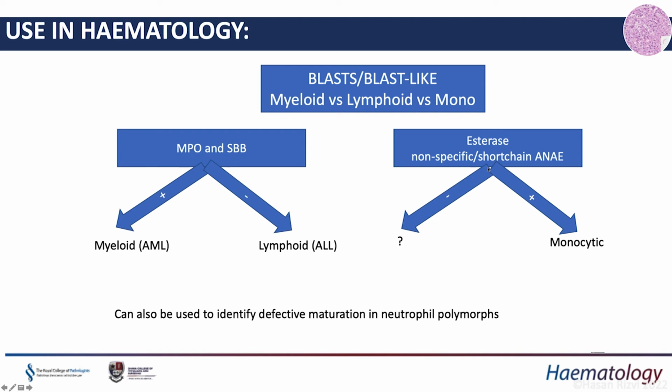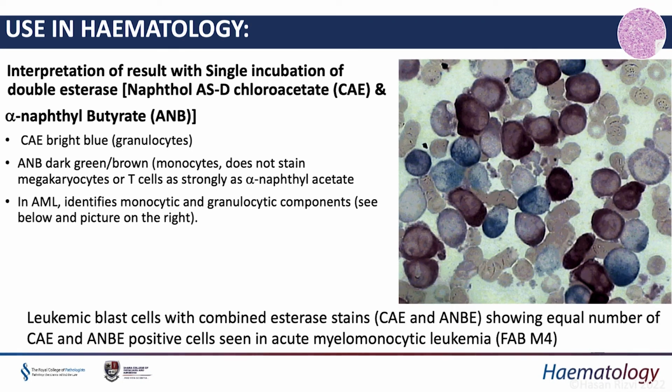But if you can do a non-specific esterase, then you start seeing the monocytic lineage being highlighted. And obviously for the lymphoid, the ALLs, remember there's the PAS or periodic acid Schiff reaction, which gives a nice pink color because of the glycogen in the cytoplasm. Sometimes you can combine some stains, and here you can see the specific and non-specific esterase being highlighted, and this identifies both the monocytic and the granulocytic component. And sometimes if there's a mixed myelomonocytic population, it'd be useful to highlight that.